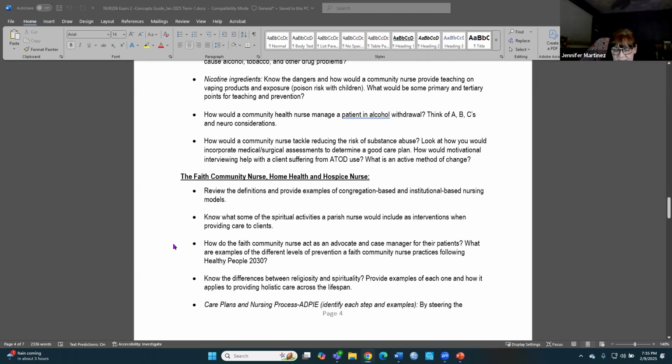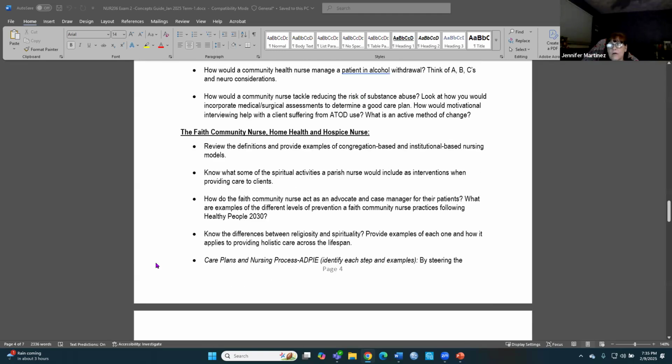And then when we look at the faith community nurse, the home health and the hospice nurse, the faith community nurse, we're dealing with individuals, families, as well as members of the faith community. It is a very holistic approach. The congregational faith community nurse serves the congregation in the community.